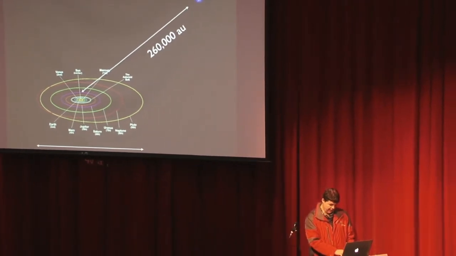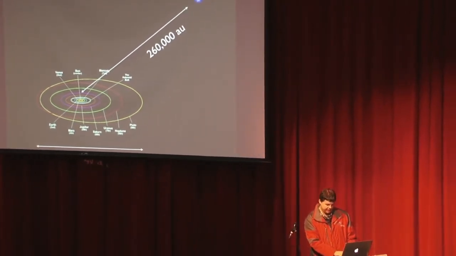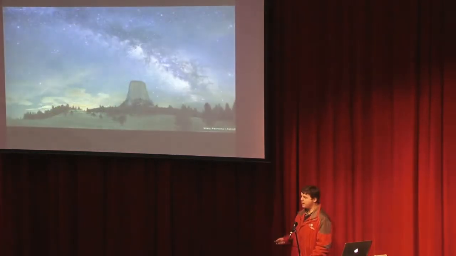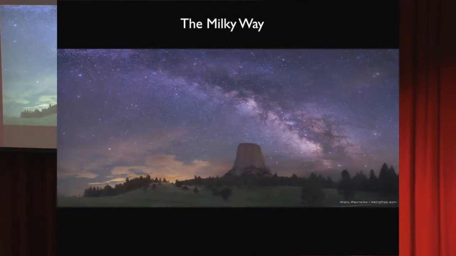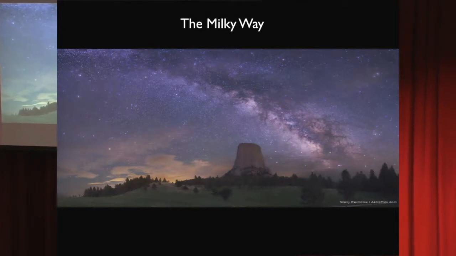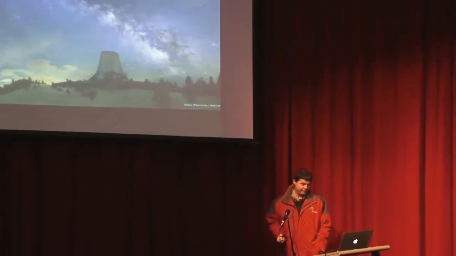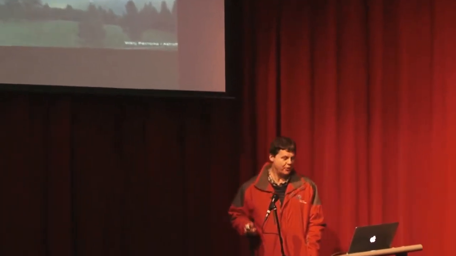So I said the Whirlpool isn't our galaxy. Here is a picture of our galaxy. It's a nice picture showing the centre of our galaxy rising over this mountain called Devil's Tower in Wyoming. You may remember from the Close Encounters movie, those of you who are old enough. And you can see this stream of stars. If you take this picture of the galaxy and unfold it on the sky, make an all-sky picture of our galaxy, it looks like this. And of course, it looks like a band.